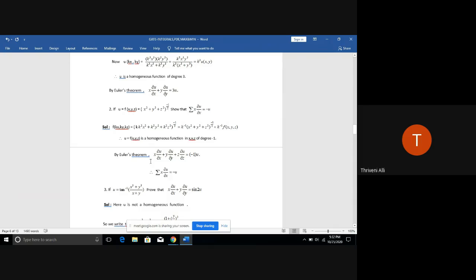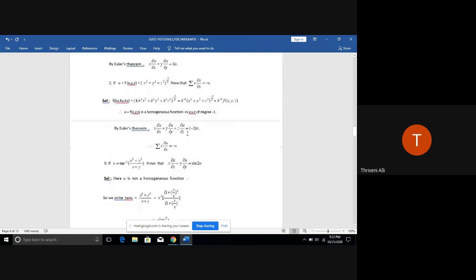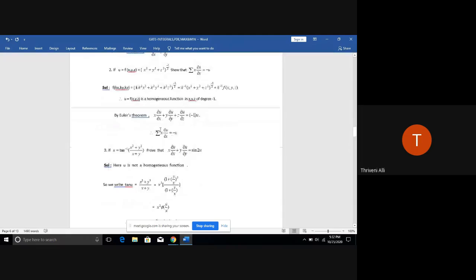So by Euler's theorem, we write x ∂u/∂x plus y ∂u/∂y plus z ∂u/∂z equal to n. So here n is -1. That is -u. Okay. So we write the total summation of x ∂u/∂x is equal to -u.